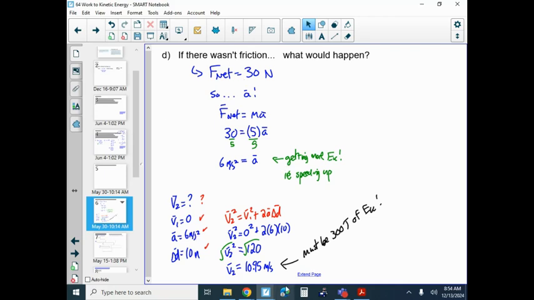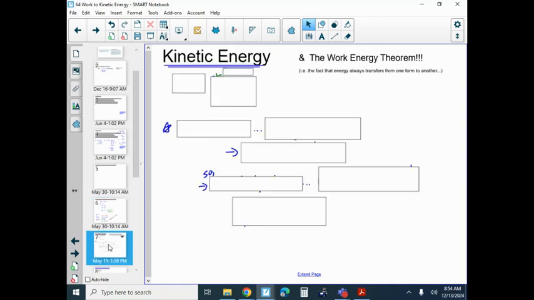We're able to calculate the speed this way. We'll be able to calculate the speed using energy concepts as well. So this is using uniform acceleration concepts. And shortly we'll be getting that same number by energy concepts.